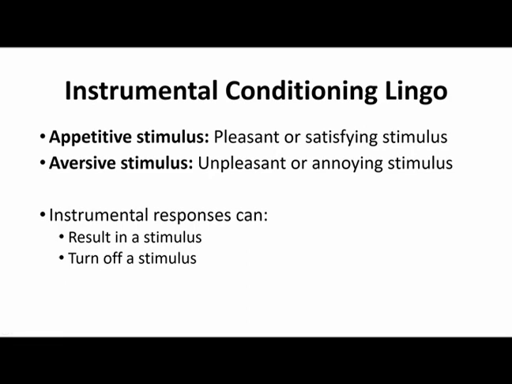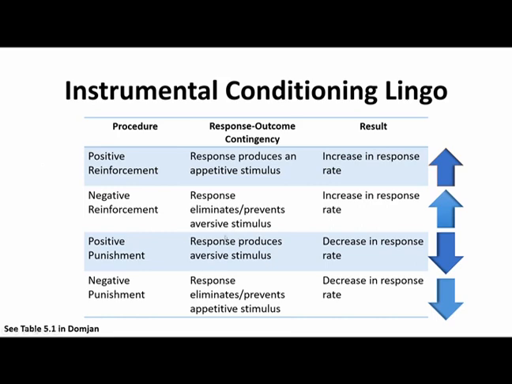And you can have a situation where these stimuli can be either turned on or turned off. So our instrumental responses, the behavior that we're doing, can result in either the delivery of an appetitive or aversive stimulus, or the removal of, or the turning off of, an appetitive or aversive stimulus. And that dichotomy of good or bad stimuli that are either added or removed is how we end up with the next set of definitions that we want to talk about, which are the different kinds of procedures. So positive and negative, reinforcement, and punishment.